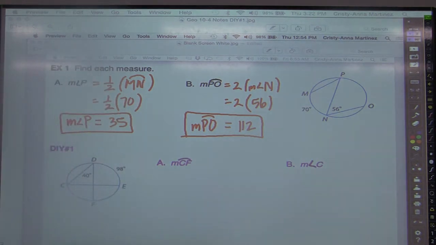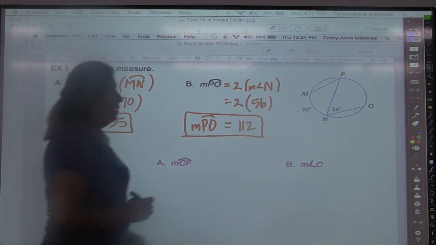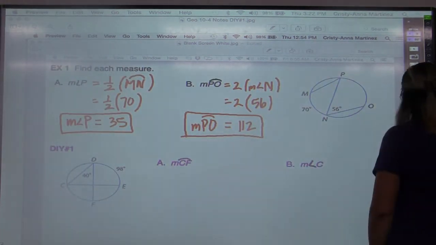So now you can attempt to do Do It Yourself number 1. Right here below, there's a part A and part B. And then we will move on to our next example.